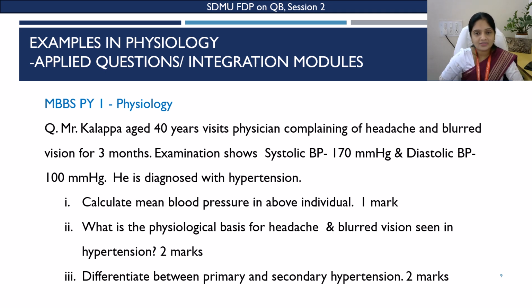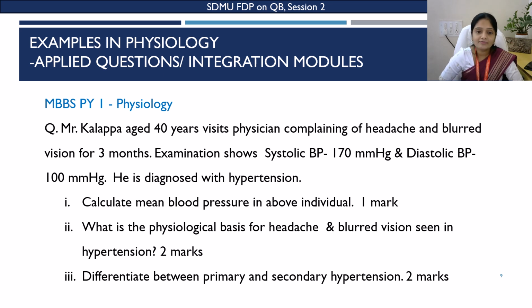Mr. Kallappa, 40 years, visits a physician complaining of headache and blurred vision for 3 months. Examination shows systolic BP 170 and diastolic BP 100 mmHg. He is diagnosed with hypertension. Now calculate the mean blood pressure in the above individual. See, now the student should apply the knowledge of whatever they have learned from the previous classes. Only when they use that can they solve this kind of question.